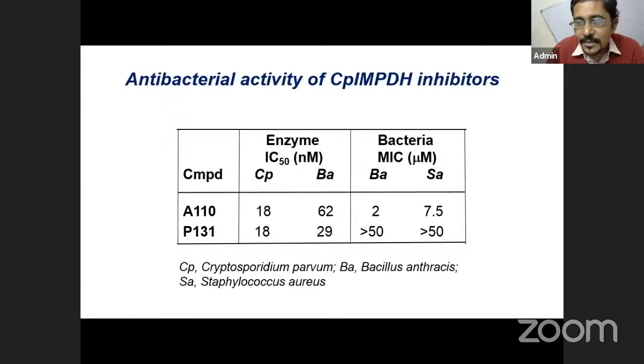which has actually caused so much of the problem for human beings. So Bacillus anthracis, if you look at the IC50 against these, this is very low. If you look at Cryptosporidium parvum, even though the target is the same, it means that something is different with this bacteria.